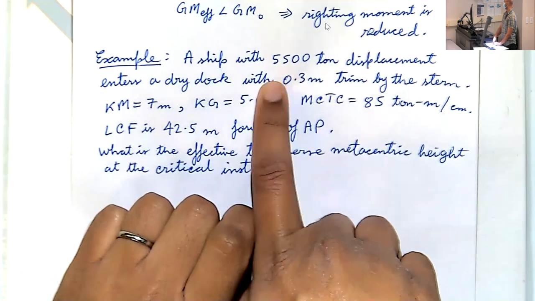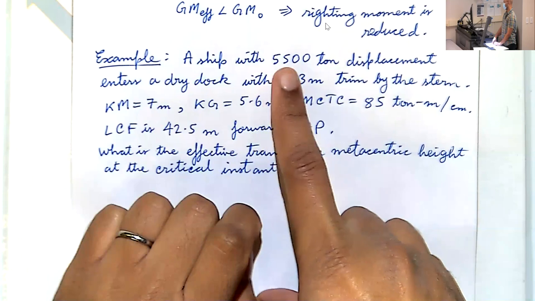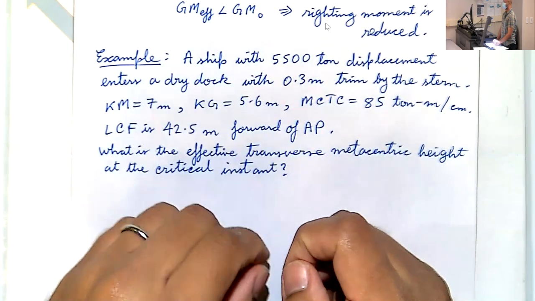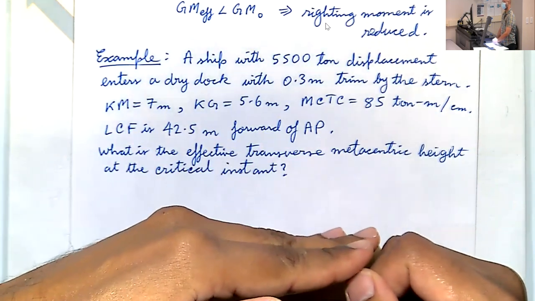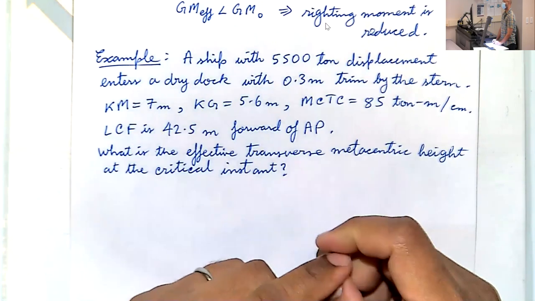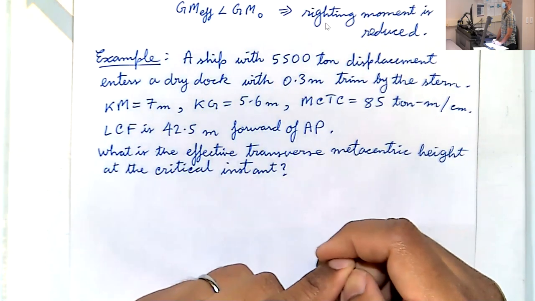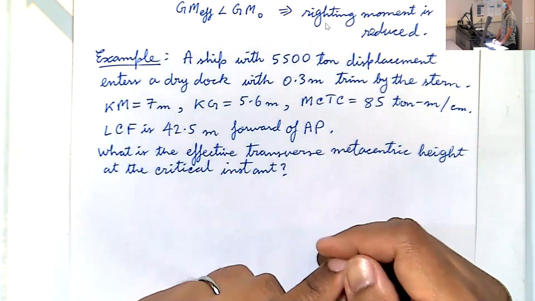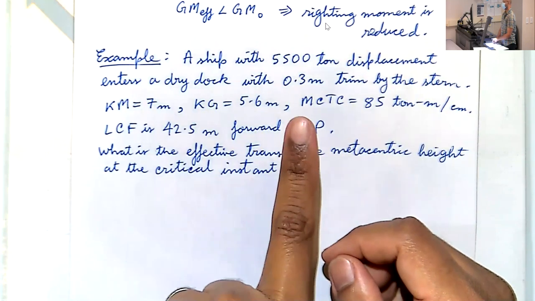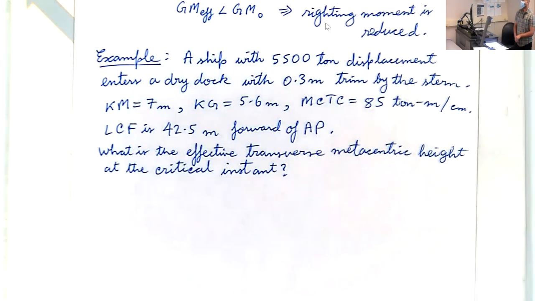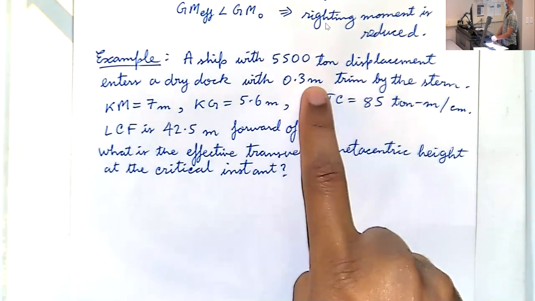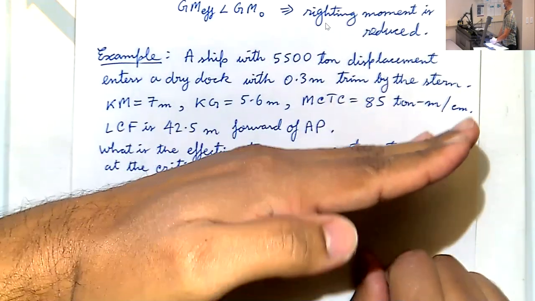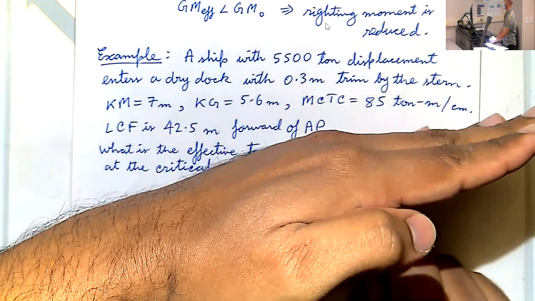Okay, you help me. What's happening? First piece of information, 0.3 trim by the stern. How are we visualizing this? Yeah, bow is, what? Bow is down. You're saying nose down? No, nose up. So I keep seeing people get this wrong. Yeah, so this is trimmed by the stern. So your aft is riding deeper. So you're slightly nose up as you ride into the dry dock, okay?